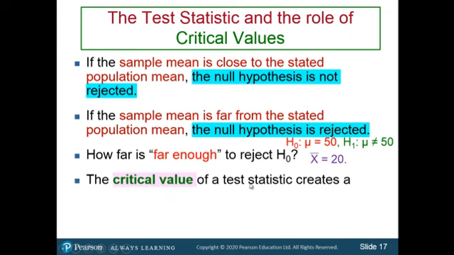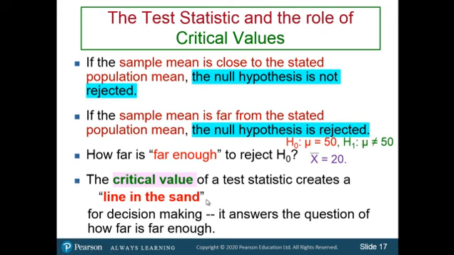The critical value of a test creates a line in the sand. So we need to know this. We have to answer how far is far enough. To help us answer this question, we need to calculate the critical value. The critical value of a test statistic will help us to decide whether to reject or to accept the null hypothesis. So the critical value will help us to answer the question of how far is far enough.